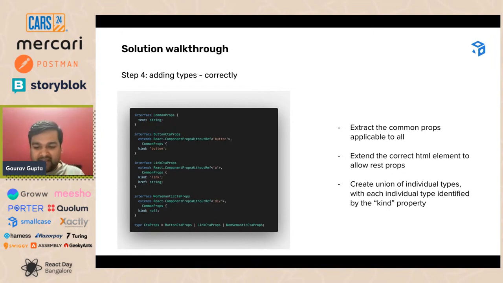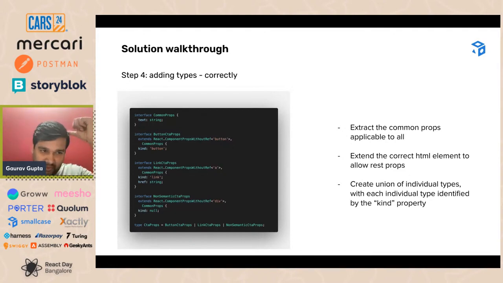We'll discuss this in slightly more detail, but some of the things you can ignore for now for the context of this talk. So we define a common interface for all the common props that all of these different variants should have. In this case, text is the only common prop. Then we define a button CTA prop, a link CTA prop, and a non-semantic CTA prop, each of which has a hard coded kind mentioned there, right?